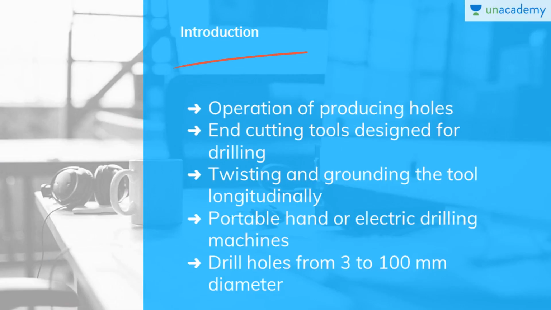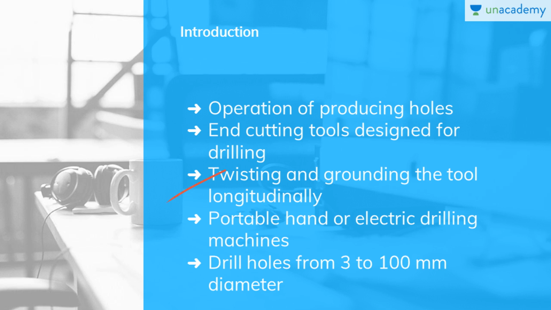So let's start with the introduction of drilling. Drilling is an operation which is used for the production of holes in solid materials using a drill, which is a rotating cutting tool. The drills are end cutting tools which are designed for drilling. Mainly there are two types of drills, that is the flat drills and twist drills. The most commonly used drills are twist drills.